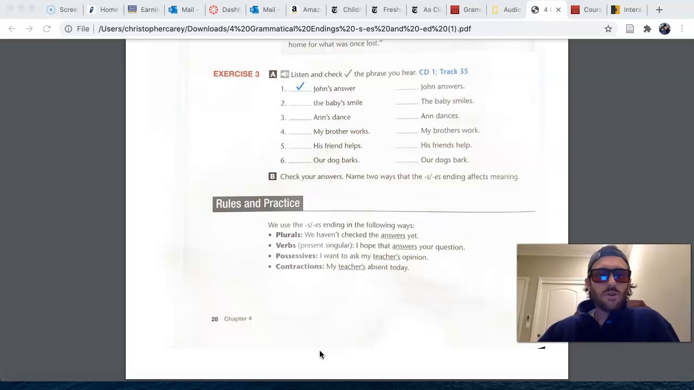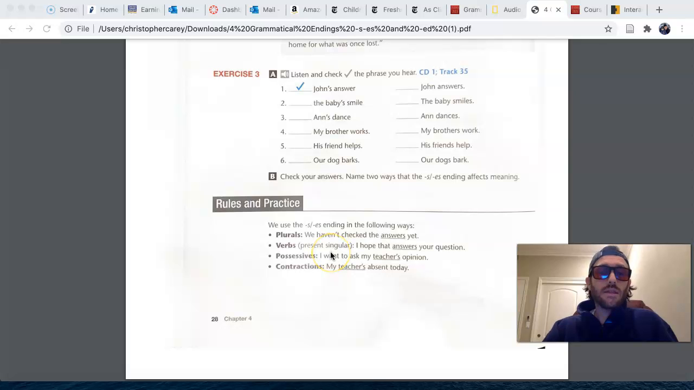Here we're going to focus on the grammatical endings S and ES and the grammar for which these endings are used. And you can see the examples here, and we talked about these in Chapter 5 of the previous course, ESL 65. We add S and ES endings in English to make nouns plural. We haven't checked the answers yet, right? Add S whenever we want to make nouns plural.